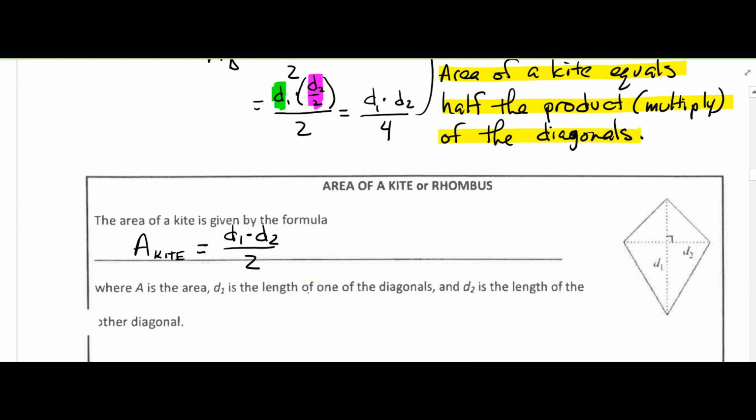All right, so that brings us to the end of this. If you have any questions, make sure you get those answered. And again, if you notice here, this is for a kite or a rhombus, because a rhombus is also a kite. If you remember that from our quadrilateral family tree.